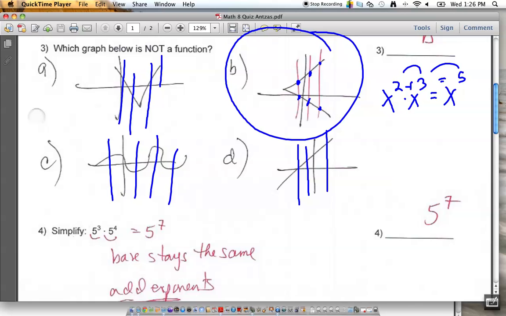2 plus 3 is 5. But the base stays the same. So here, the base has to stay the same. It's 5 all the way across. 3 plus 4 is 7. Some people put 5 to the 12th, and some people put 25 to the 7th. No, it's not 25, it's 5. Question, Chris? Not now, no. Any other question about these?